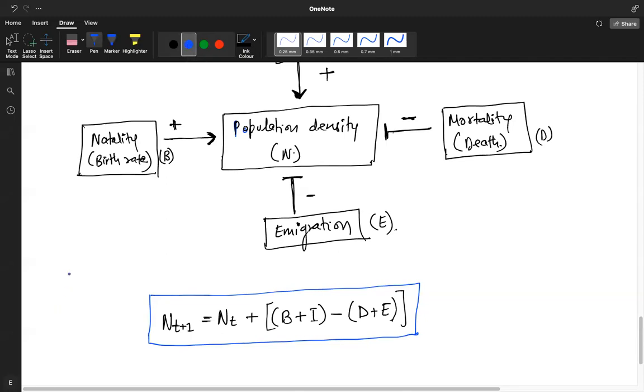So this, write down, formula to calculate population density at time T plus 1. This is always the next time. Is this clear to all of you?